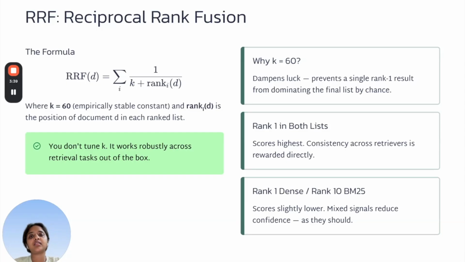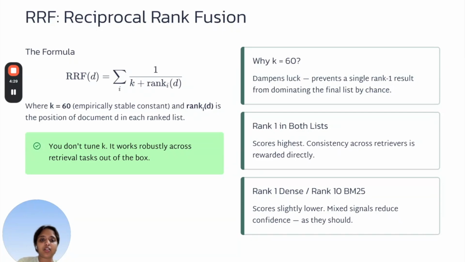Reciprocal Rank Fusion does not consider the scores themselves to calculate, it considers the ranks. So the formula is the summation of 1 divided by k plus rank_d. Here k is an empirically stable constant. We are going to set this to 60 because it prevents a single rank 1 result from dominating the final list. So in order to keep it balanced, we're going to keep k constant at 60. And rank_d is the position of document d in each of the rank lists, where the document is being ranked. So we are not going to tune k. It works robustly across retrieval tasks out of the box.